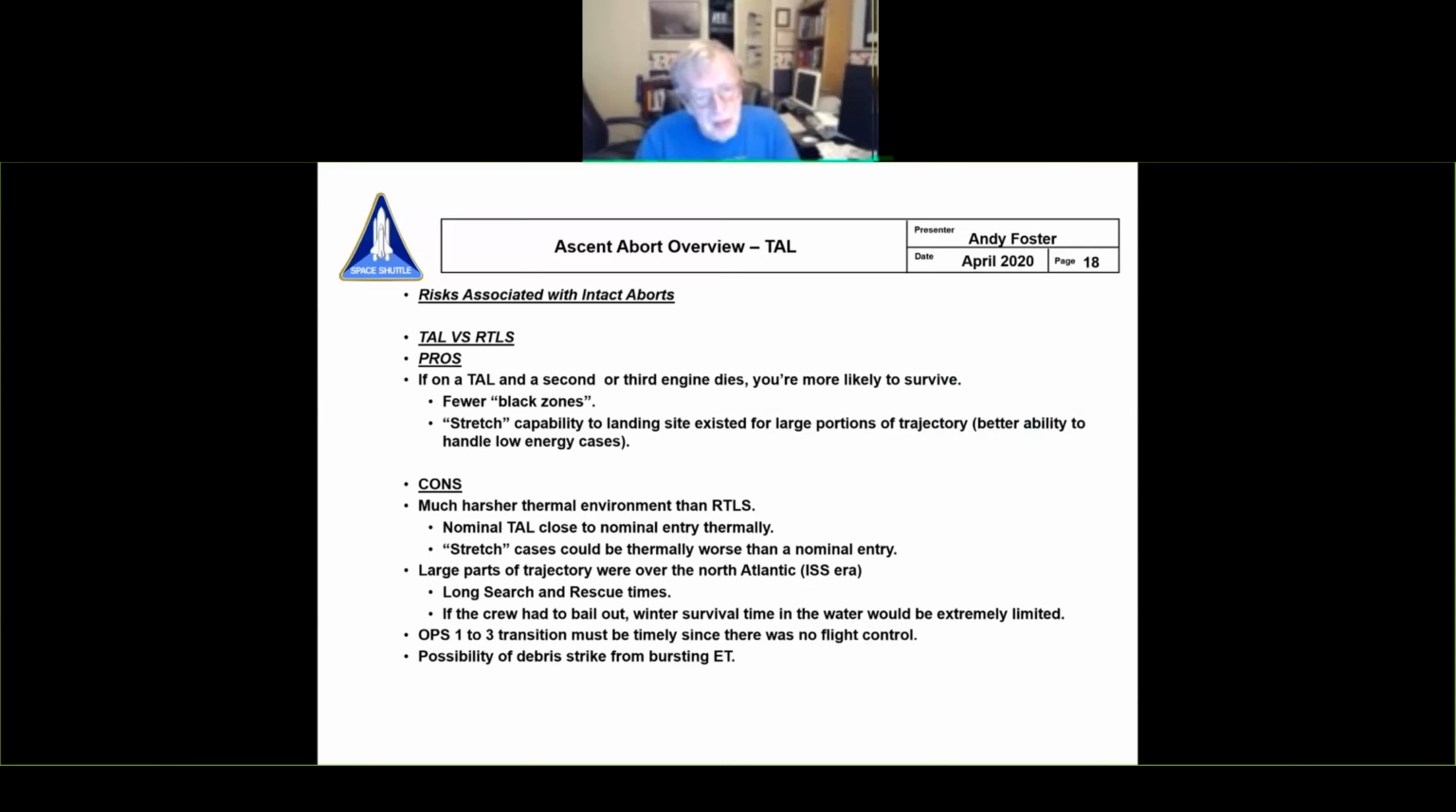Also, the other disadvantage to a TAL, especially in the winter, large parts of the trajectory over the North Atlantic, long search and rescue times, very hostile environment. If the crew had to bail out, winter survival time in the waters could be extremely limited, even with survival gear. The other piece, of course, as I mentioned, the Ops 1 to 3 transition had to be timely because you had no real flight control in Ops 1 once you hit the atmosphere. And of course, there was a possibility of debris strike from the ET, which was going to erupt much closer to you than nominal ascent. It's no problem at all, you're way away from it. But for a TAL, you were close enough where there was an issue.